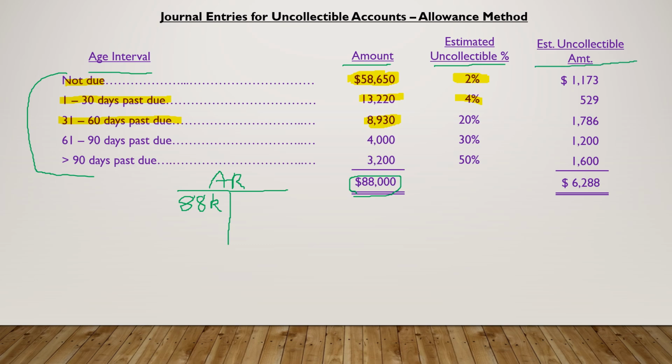For the final column, multiply each row's amount by its percent uncollectible. The result is the amount we expect not to collect for each age interval. Sum each of those products, and $6,288 is the total amount of AR that we expect not to collect, also known as the desired ending balance in AFDA.